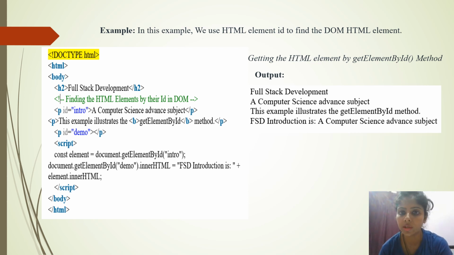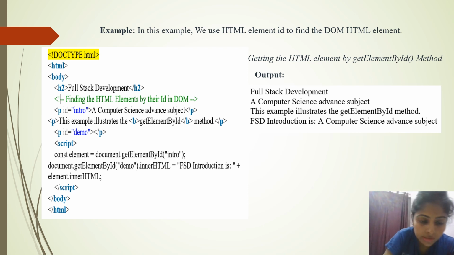See here the output: getting the HTML element by the getElementById method. We are using this method to call the id. So first what we got in the output: Full Stack Development has been written automatically, and a computer science advanced subject has also been written. Then the logic behind this code: this example illustrates getElementById, which we are also specifying. Okay, remember we have used this method.